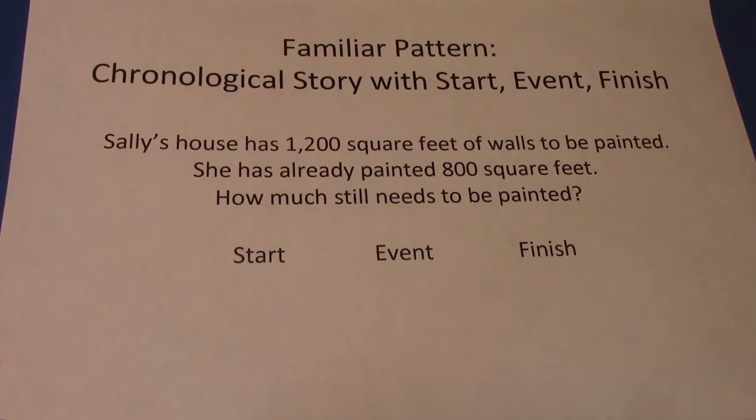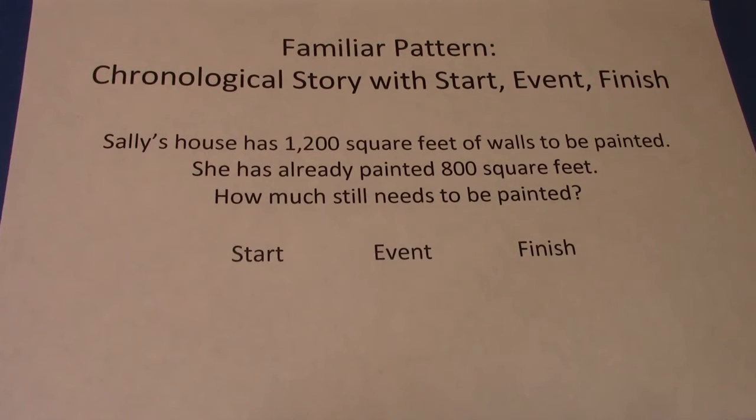A lot of word problems fit into one of three categories. The first one is a chronological story with a start, an event, and a finish. The story isn't always told in chronological order. You might be told the start and the finish and need to find out what happened in the middle. You can recognize this type of word problem because it usually sounds the most like a story, with a series of events and a beginning, a middle, and an end.